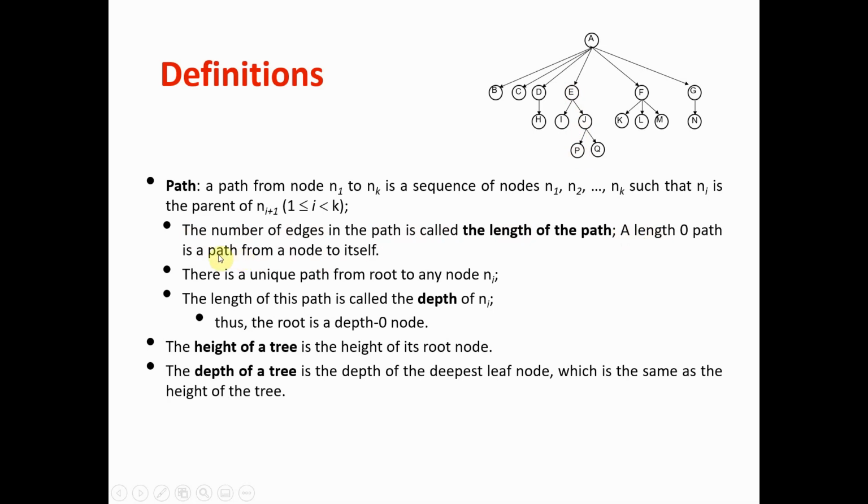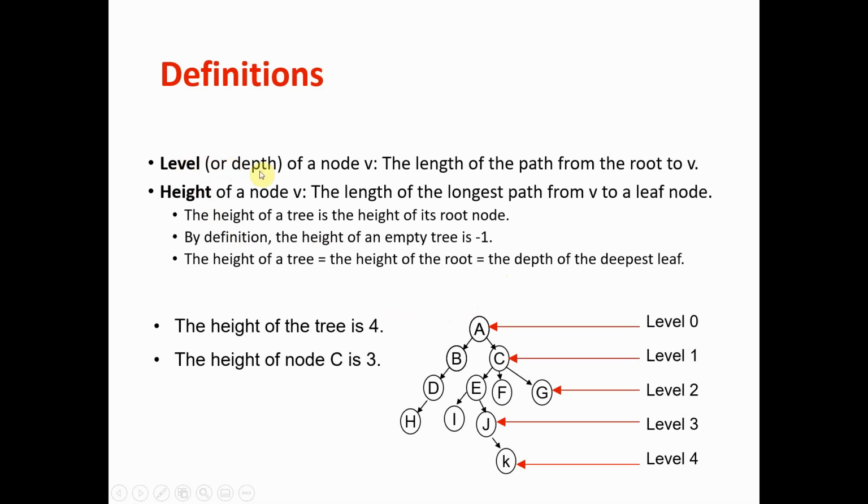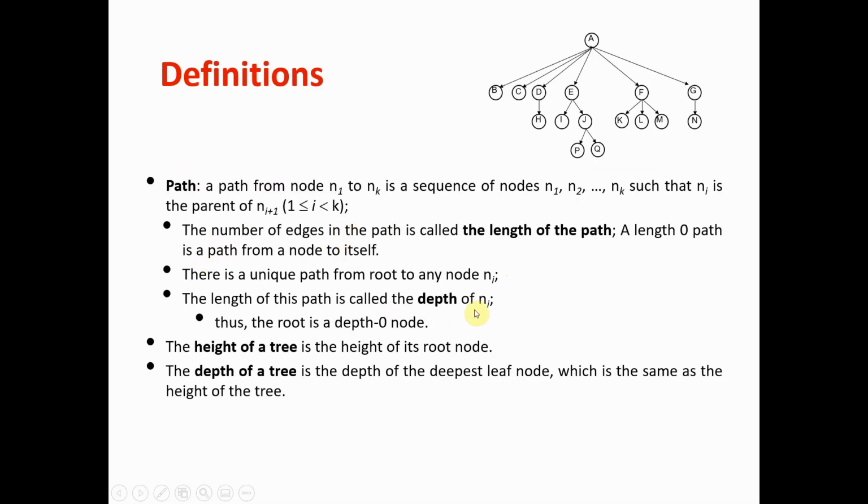A length zero path is a path from a node to itself. That basically means we're going from B to B, for example. That's length 0. There is always a unique path in a tree from the root to any node, right? The length of this path is called the depth of the node. We already mentioned level or depth. Thus the root is at depth 0, or level 0.